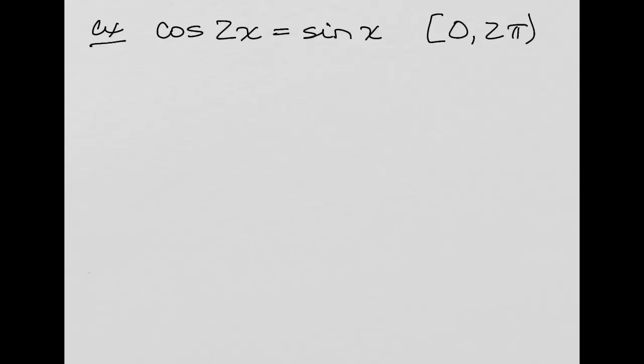In order to solve this equation that has a double angle in it, as well as just the single, I have a 2x as well as a sine x, we're going to need to use an identity for cosine of 2x. You may recall we actually have three choices. So then the question becomes, which one of those three should I pick?